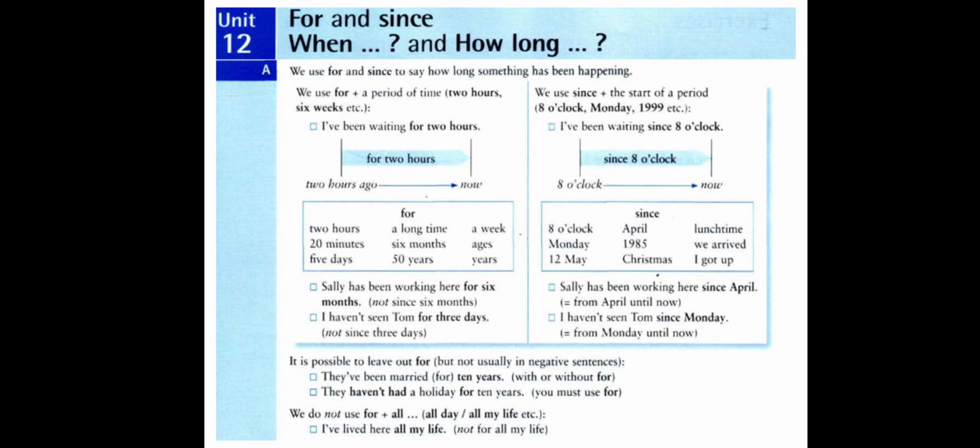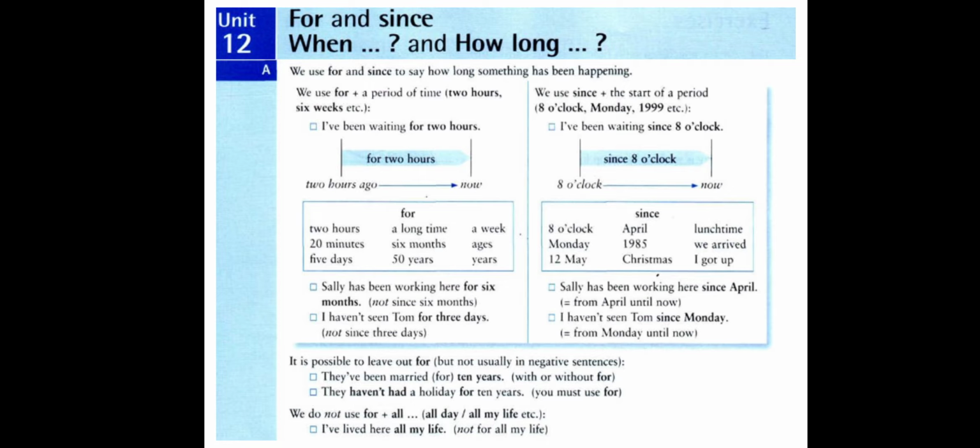Since we arrived, suppose we arrived last Friday. From last Friday until now. So we arrived indicates the beginning of the action. So we use since. Since is followed by date as well. Since 12th of May. From 12th of May until now. 12th of May is the beginning of the action and extended until now, so we use since. Since the 12th of May.